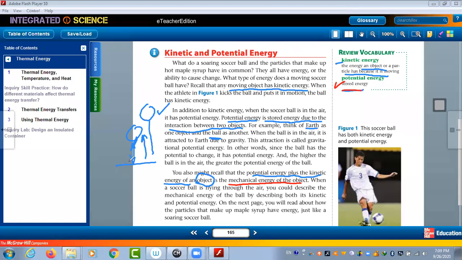If we have two bodies, potential energy is stored energy due to the interaction between the two objects, like we said, the ball and the earth, and it depends on height. If we have two balls, this ball has this height and this one has this height. So this ball has more potential energy because it has more height. If we add the potential energy plus the kinetic energy of an object, we are talking about mechanical energy.